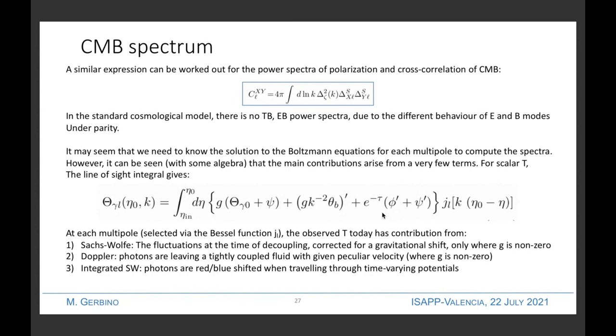And this time variation arises only at very specific times during the evolution of the universe. Basically, it arises when we have transition epoch, so from radiation to matter and from matter to dark energy. And when this happens, this term is non-zero and is inducing an additional shift in redshift or blue shift in the CMB field, because the CMB photons are traveling across time-varying gravitational potentials. This is all the physics that you need to integrate in order to compute the power spectrum of the CMB field in total intensity.